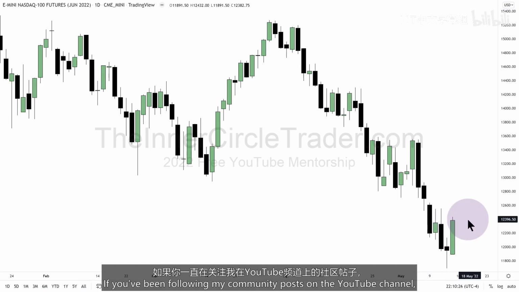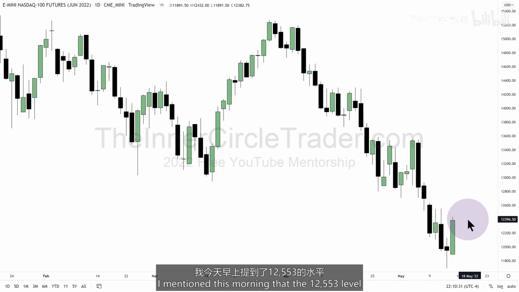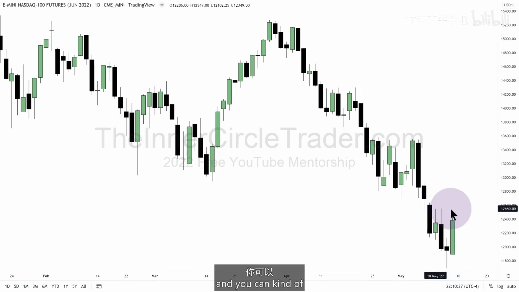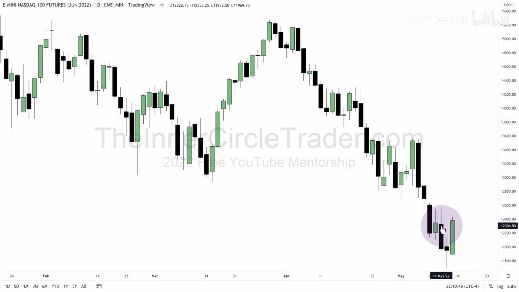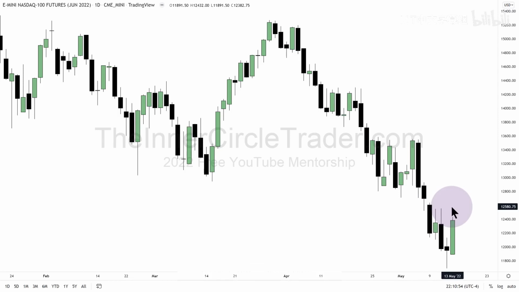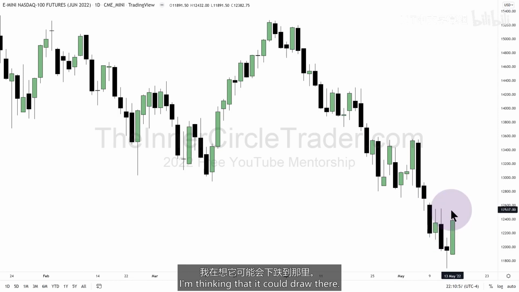If you've been following my community posts on the YouTube channel, I mentioned this morning that the 12,553 level is too clean. And you can kind of see it in here. Look at the high on this candle. It's 12,547. And then here, this high is 12,553. So I'm using this as the higher one. But these relative equal highs, that's what I'm looking at. So I'm thinking that it could draw there.